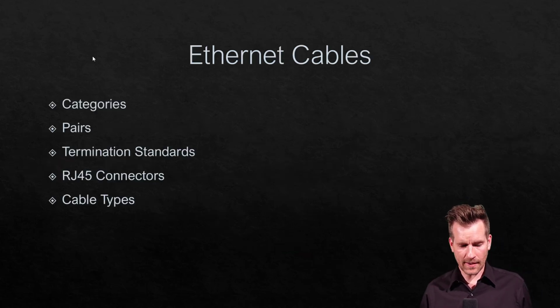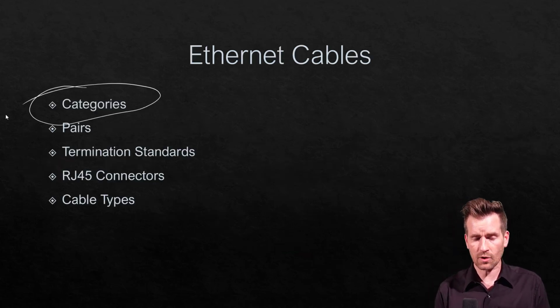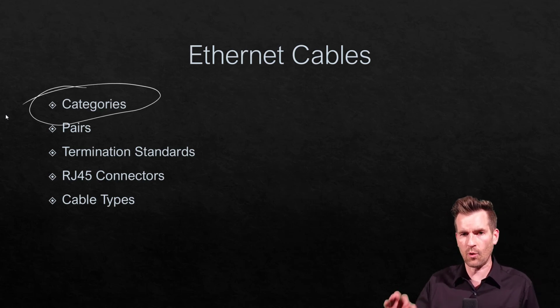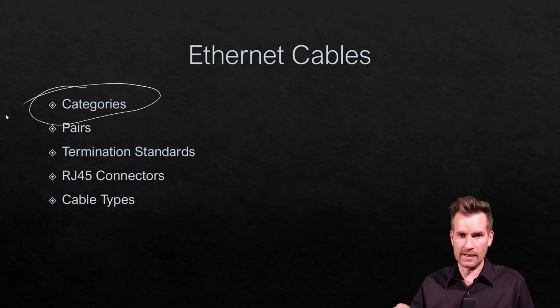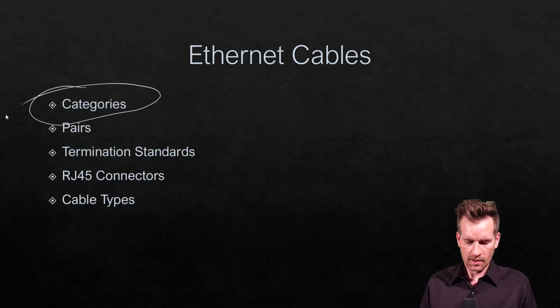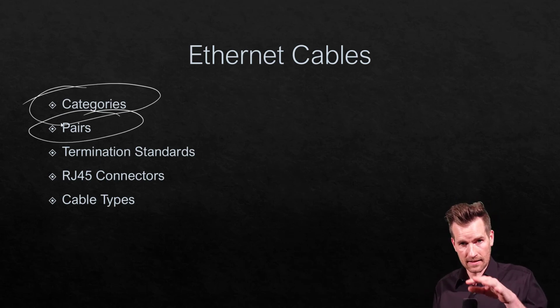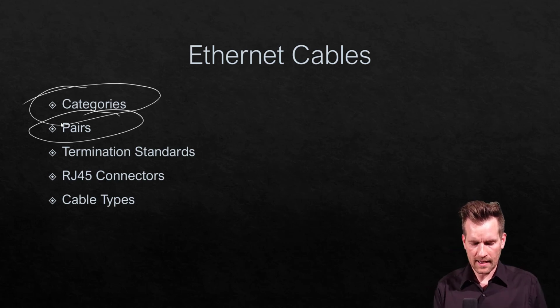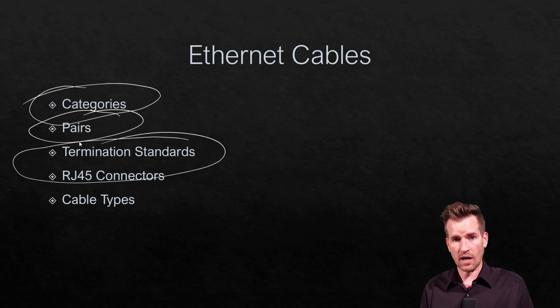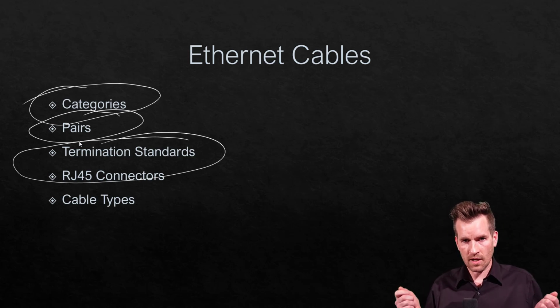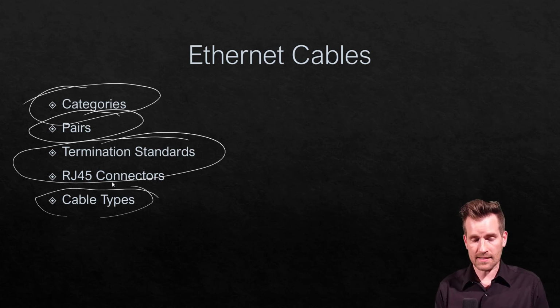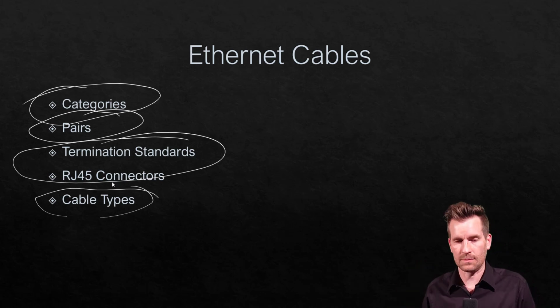All right, so what we talked about is we started by talking about categories and the different categories of cable, although we typically don't say category 3, category 5. We say cat 3, cat 5. So that's the industry standard, just to call it cat. Then we talked about the pairs and how the pairs are inside those twisted pairs, what they look like. And we talked about termination standards and those RJ45 connectors and how those connectors are pinned out on each side. And we wrapped up with the different cable types being the crossover, the straight through, and the rollover cable.